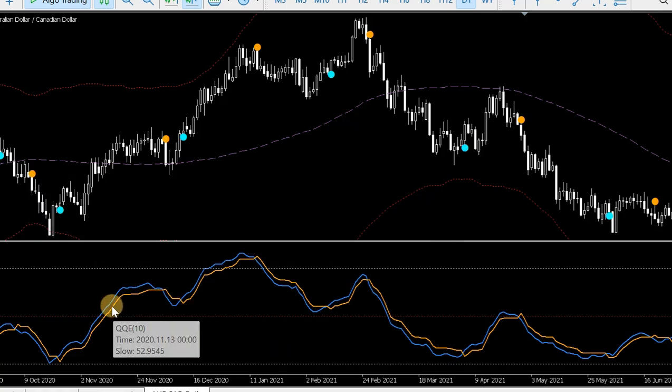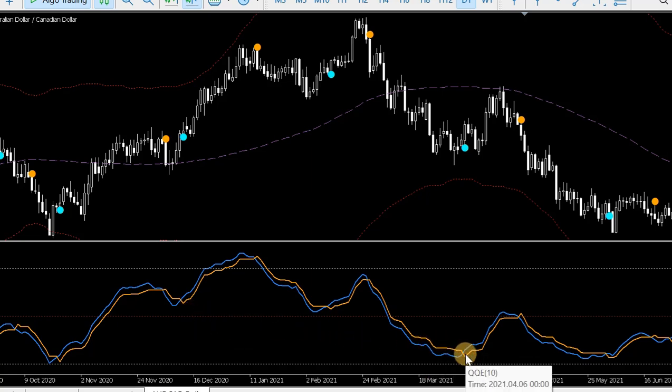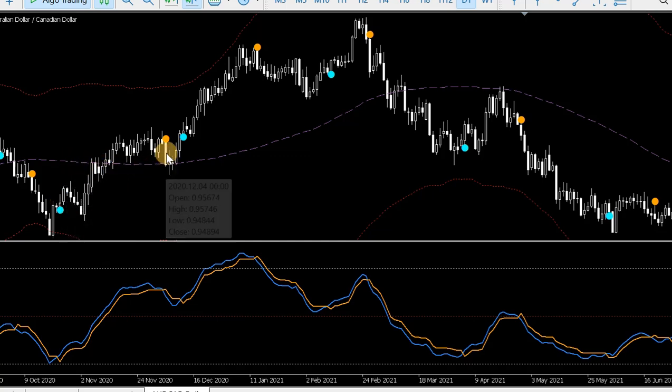Now with this, the 50 level is this orangey coloured line here. I'm looking to sell when both lines are above that level and buy when both lines are below. My other filter is I'm looking to buy when price is below the centre band and sell when it's above the centre band, all right? Just keep that in mind because they're two filters that keep me out of trades.